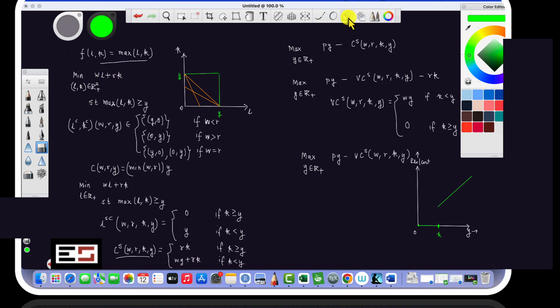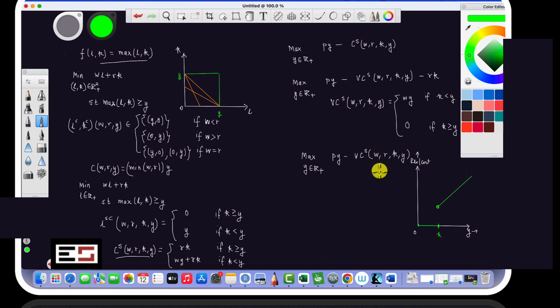At k there is a jump. It's actually left continuous at k, because when y is equal to k it is 0, and it's not right continuous at k. The slope of this line is w; that's basically the line wy. So this is how the cost function will look.